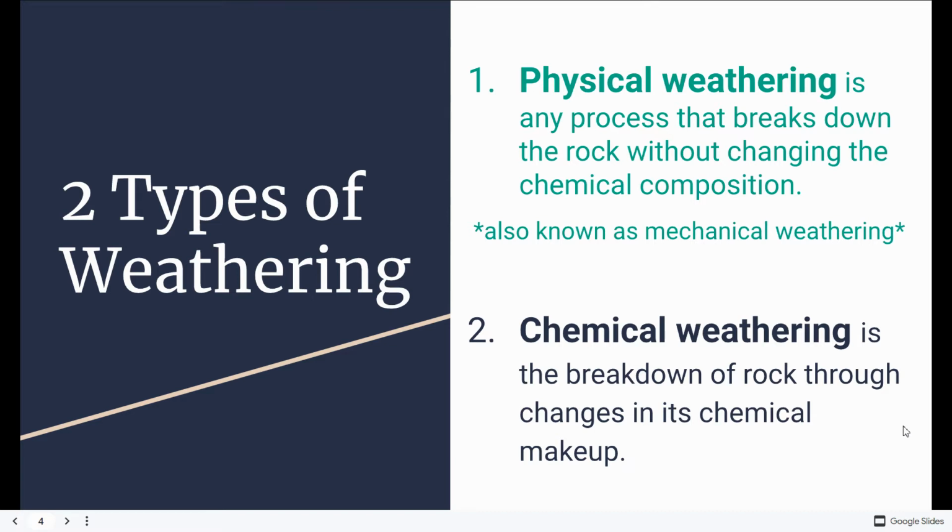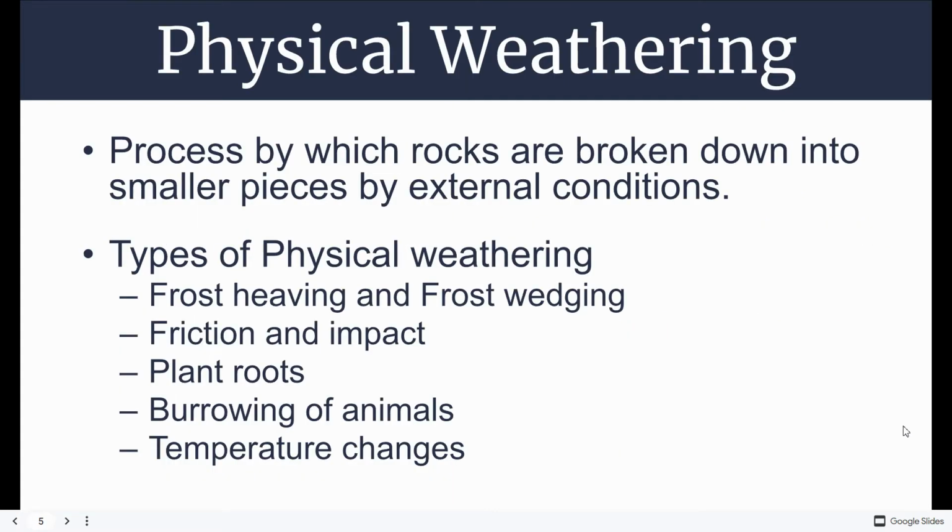Chemical weathering, on the other hand, is actually going to break the rock down chemically and change what it's made of. So it is no longer going to be the same rock. So we're going to take a look first at physical weathering.